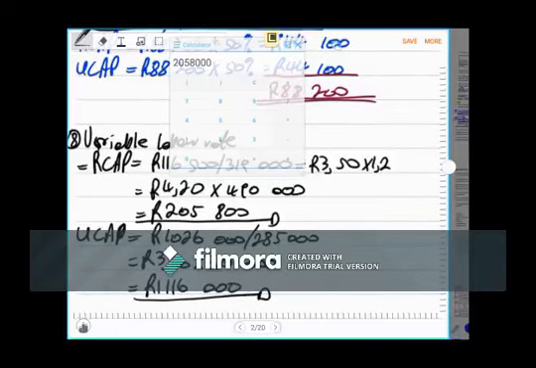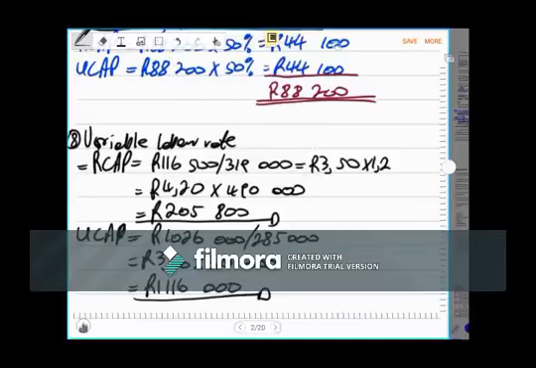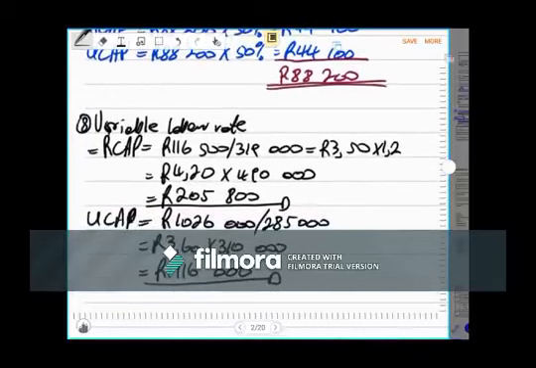So this will be the total cost because of this discontinuation in terms of the variable labor rate and total, because we have also calculated the total, not only the rate but also the total variable labor cost, which is this figure and this figure.